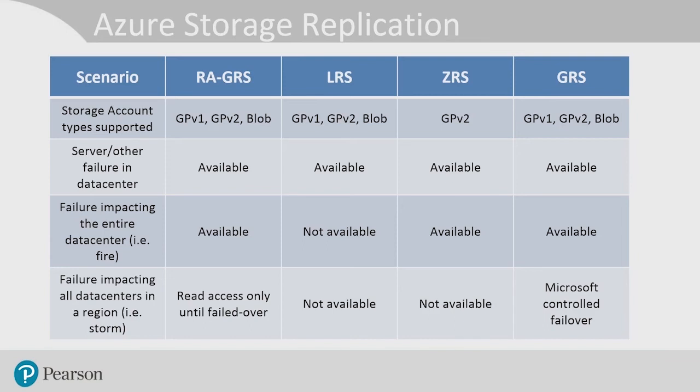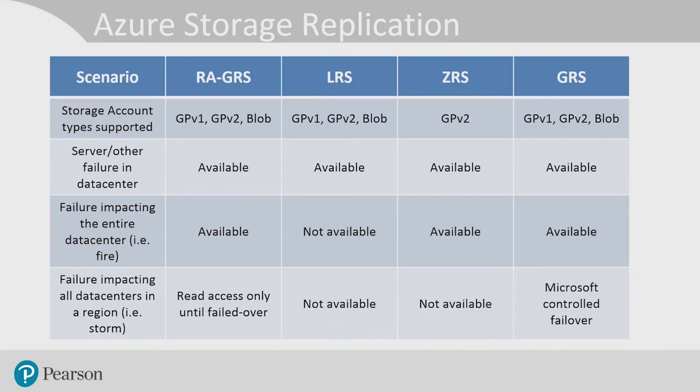Well, GPv1, General Purpose v2, and Blob. Those 3 are also supported by LRS. Notice that ZRS only supports GP version 2. So remember that for the exam. Zone redundant storage only supports General Purpose version 2. GRS also supports GPv1, GPv2, and Blob storage.